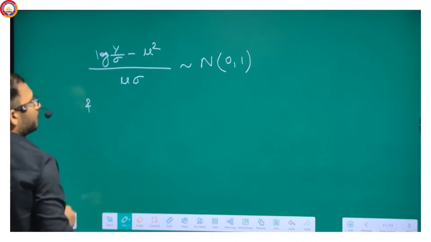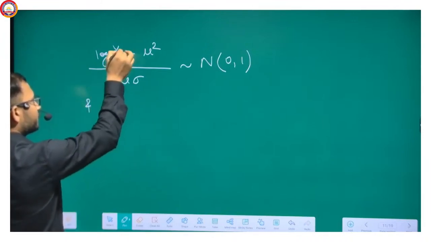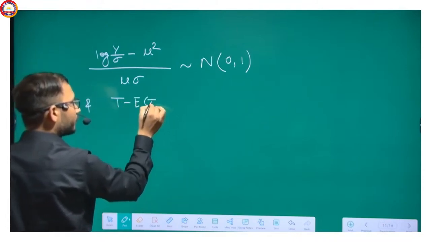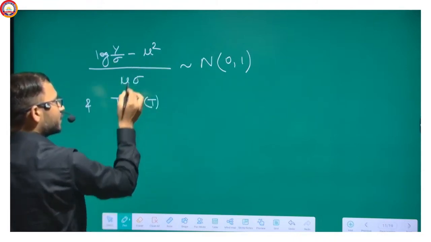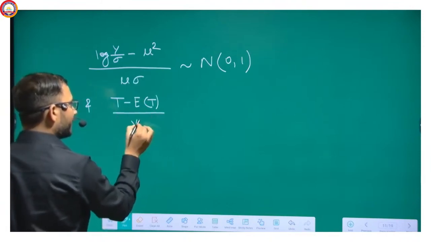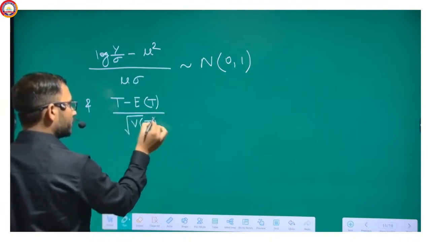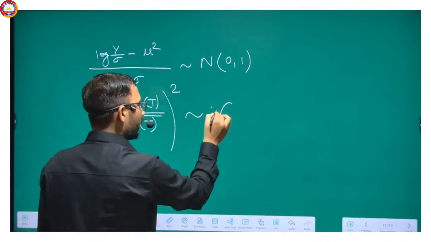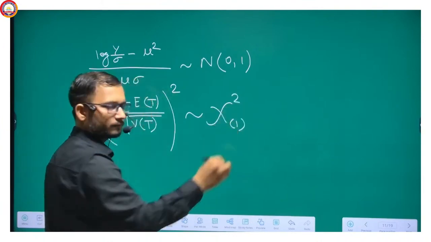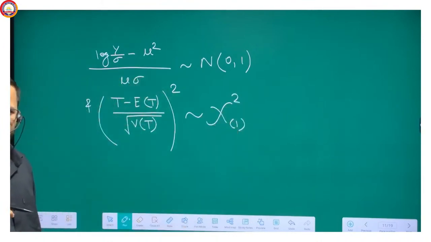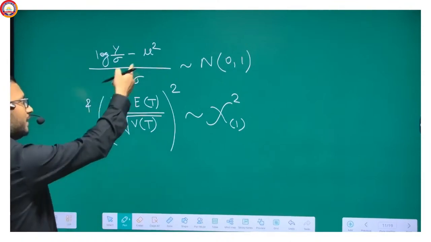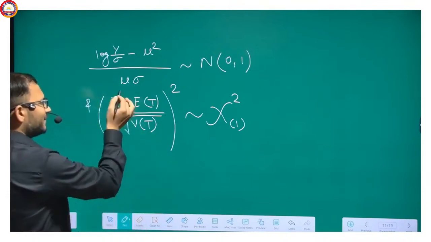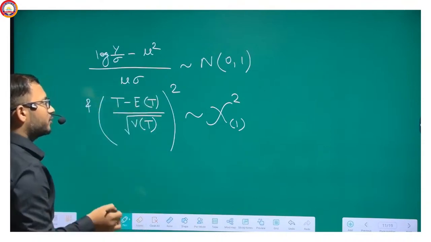and if I say it t, that means t minus expectation of t. This is t, this is expectation of t, upon this is variance of t, root under. So a square of it will be chi square with 1 degree of freedom. Getting my point? Now you know that expectation of t, you know everything. Now this root under variance of t is nothing but mu square sigma square.